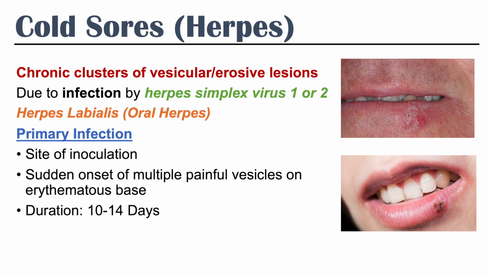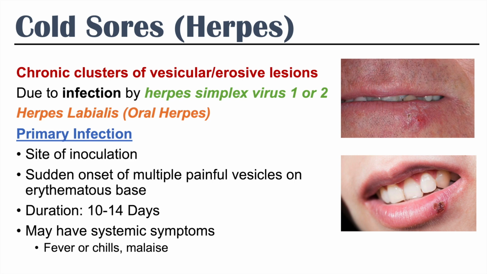And the primary infection generally lasts for about 10 to 14 days. And it may have systemic symptoms. This can include fever or chills, malaise. You just may feel very under the weather with this.